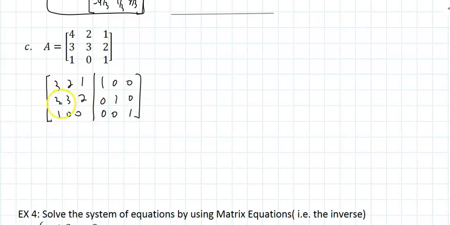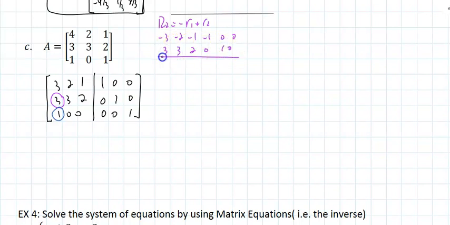And in my first step, I'm going to make this a 0 and this a 0. Well, how do you do that? To make the first a 0, I'll let row 2 equal negative row 1 plus row 2. Well, what does that mean? Negative row 1: negative 3, negative 2, negative 1, negative 1, 0, 0. Row 2 is 3, 3, 2, 0, 1, 0. Add those. That is a 0.